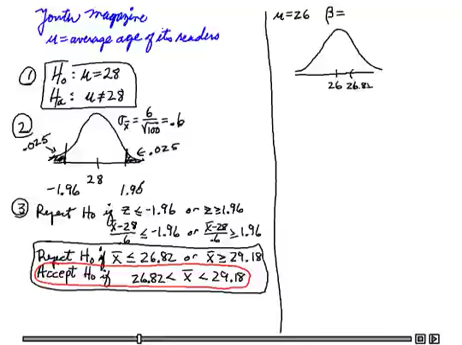26.82 and 29.18? Well, what's the probability of being in this interval if the real average is 26?